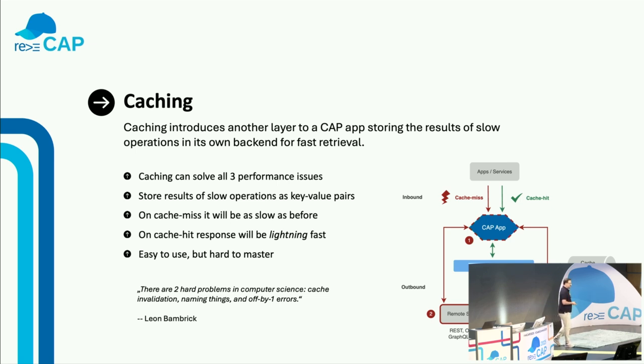There's a famous quote, and you cannot talk about caching without that quote. I actually use a slight variation because I think it's even funnier. There are two hard problems in computer science: cache invalidation, naming things, and off-by-one errors.